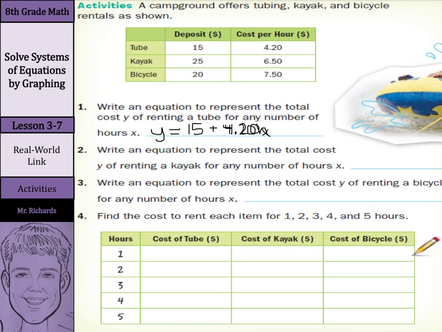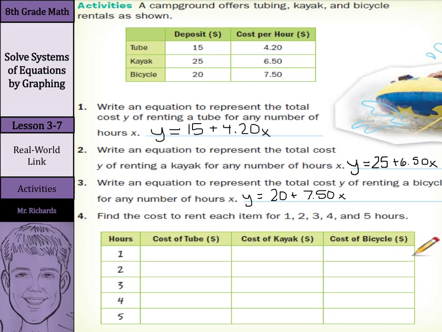Now we can do the same thing for the kayak. We can say, y equals, our deposit for the kayak was $25 plus $6.50 per hour, which is an h. Tempting to do h. It's actually, in this question, x. And then for the bicycle, we're going to have y equals the $20 deposit plus the $7.50 per hour x.